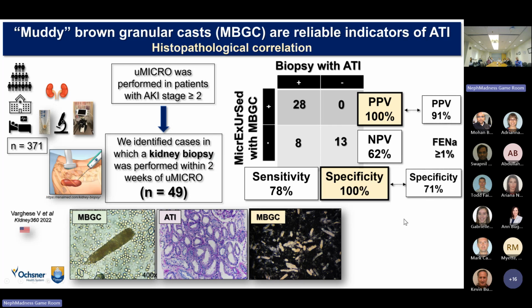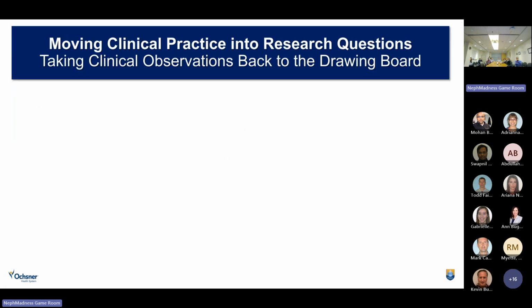And the fractional excretion of sodium greater than 1%, which could be considered an indication of ATN, did not perform as well. PPV was 91% and specificity was only 71%. So with this information, we concluded that attention has to be paid to microscopy in cases where the FENa may suggest prerenal azotemia.